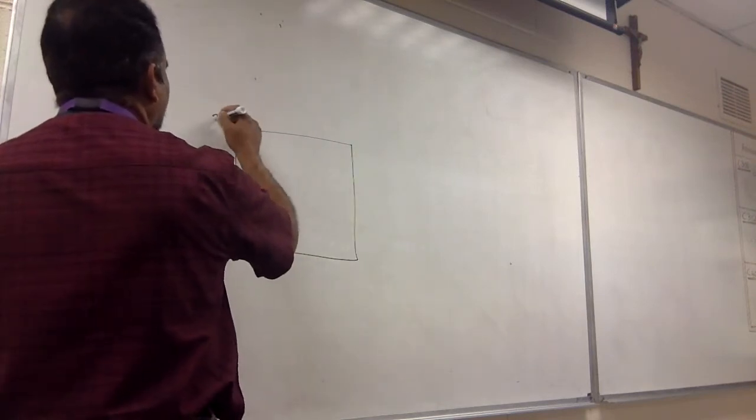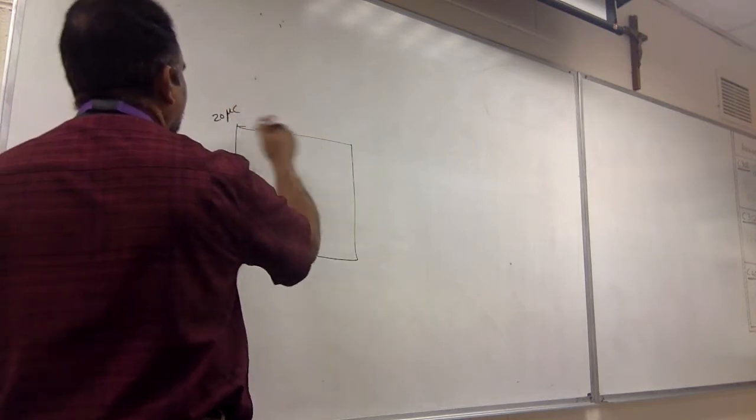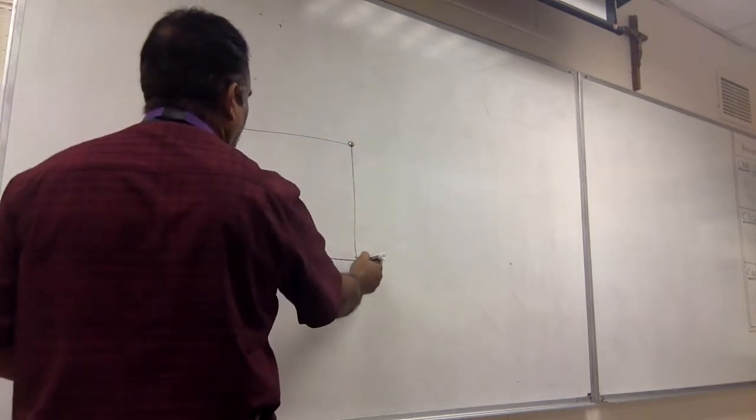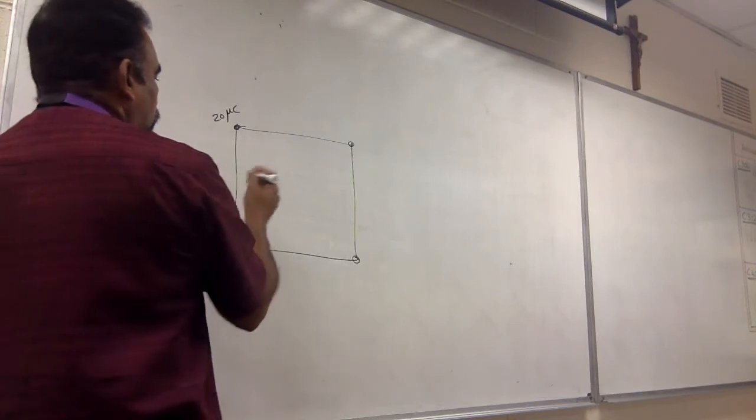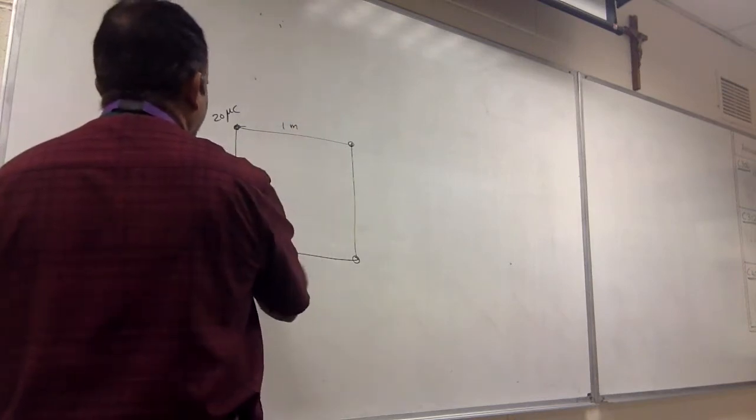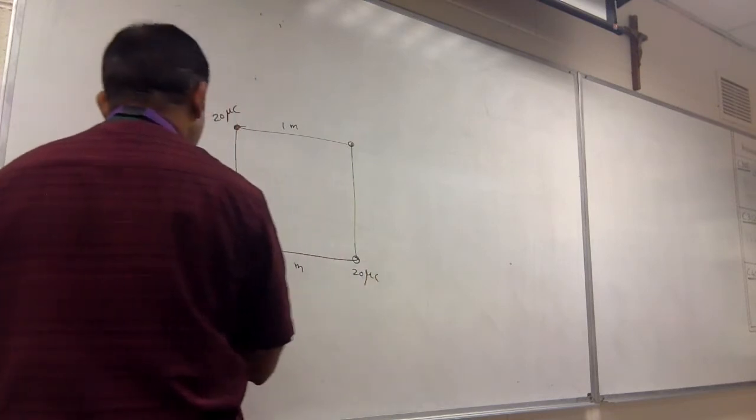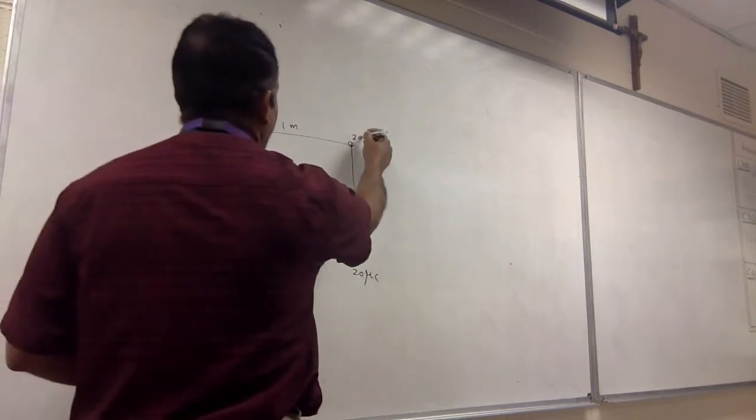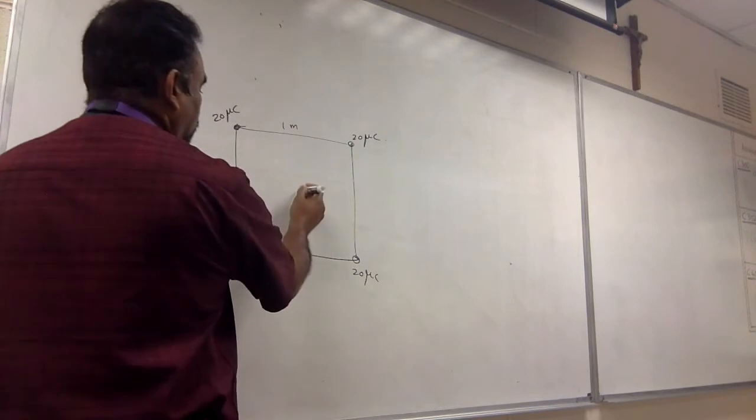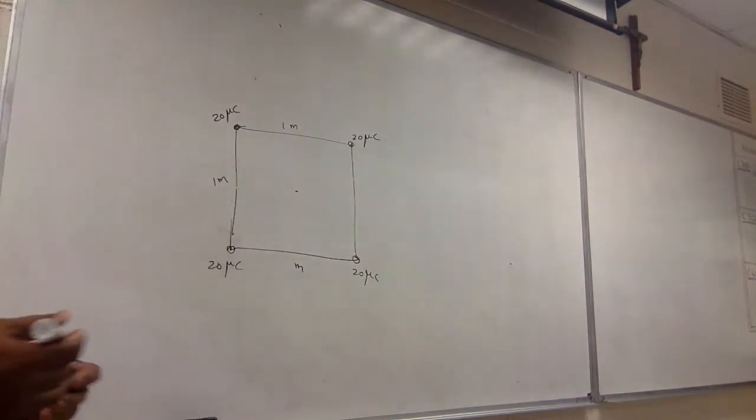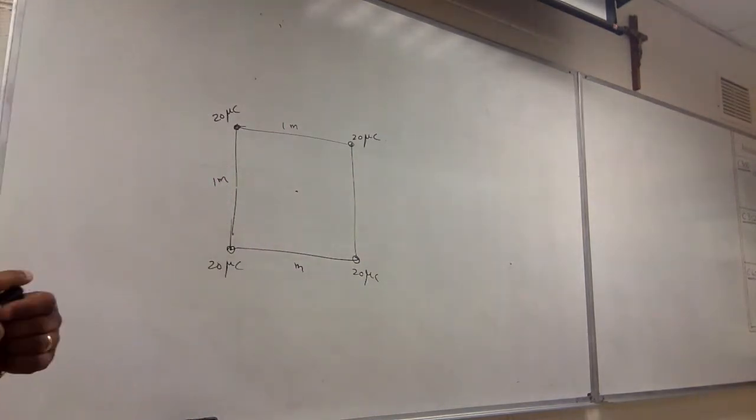If you have 20 microcoulombs placed at the corners of a square of side 1 meter, what is the potential right in the center of the square? What's the potential at the center of the square? 0.